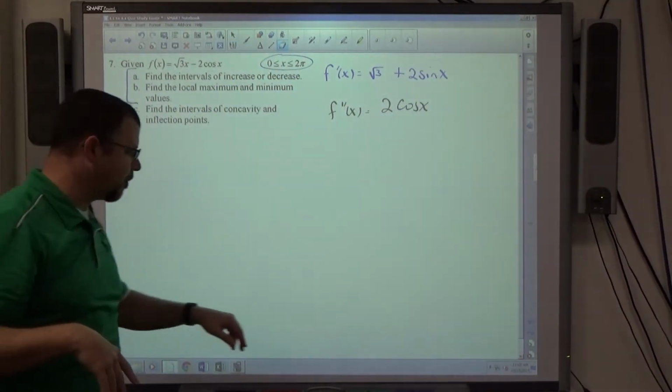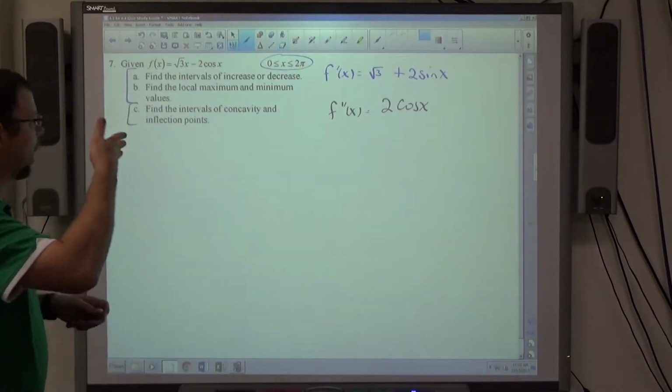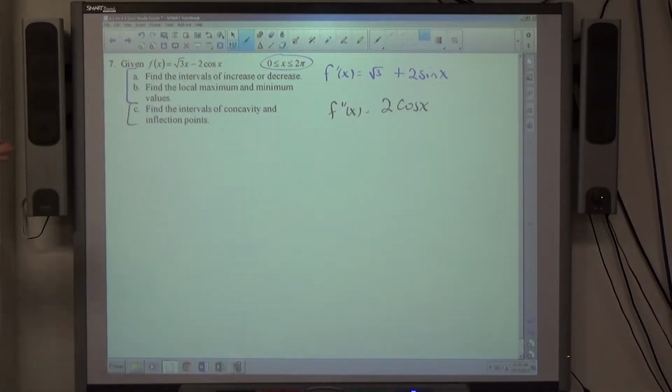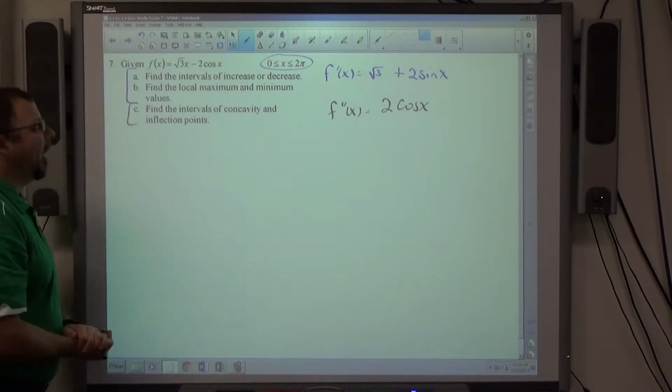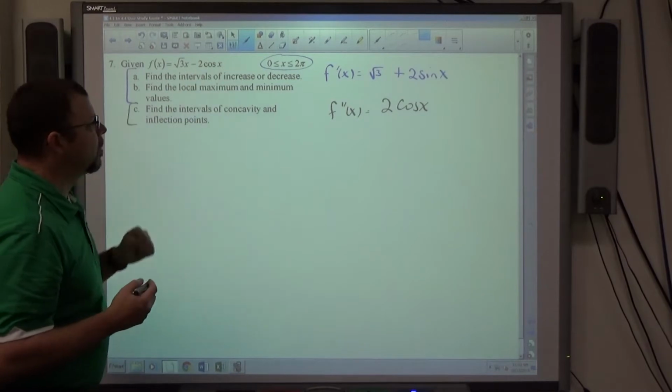So just like that, I got my first and second derivatives. I'll stick to sine or cosine functions on the test, so just be comfortable with the derivatives of sine and cosine, it'll be fine. And again, my job is to find all the answers between 0 and 2 pi for each of these.